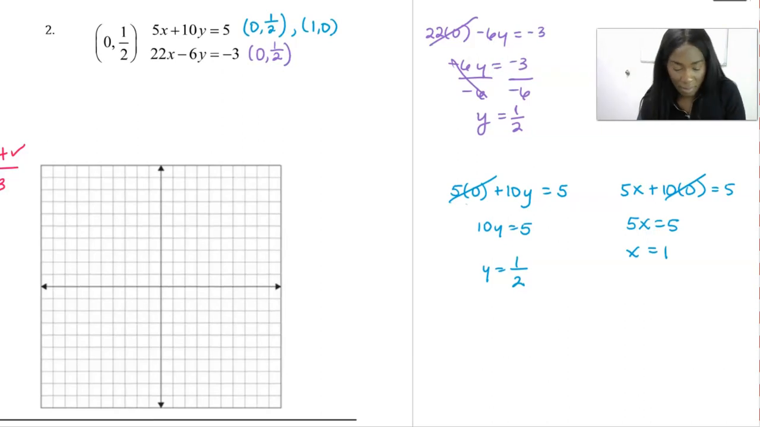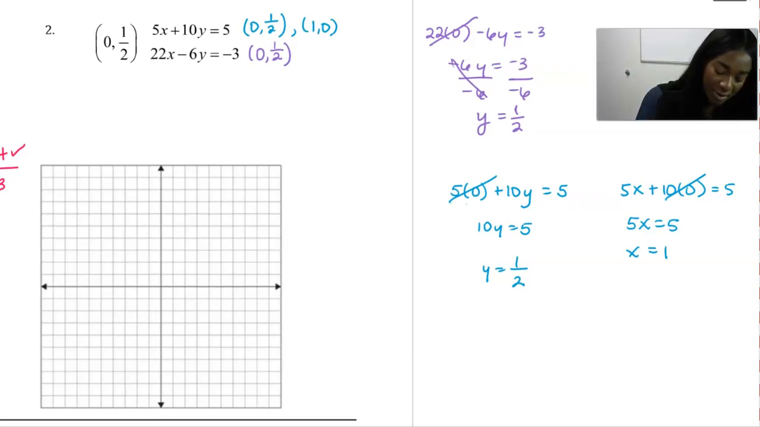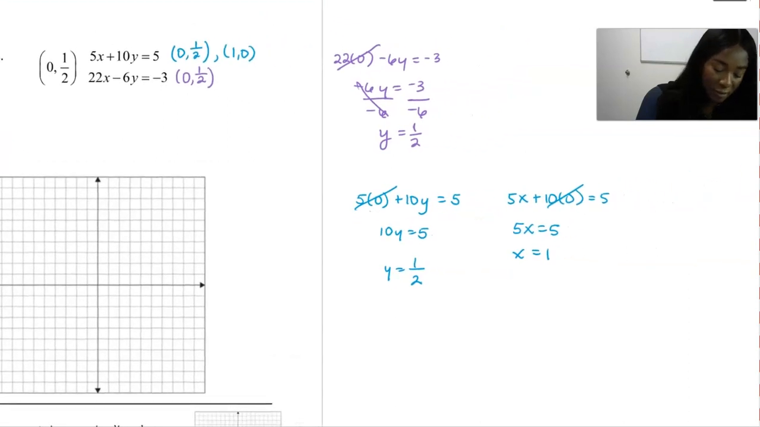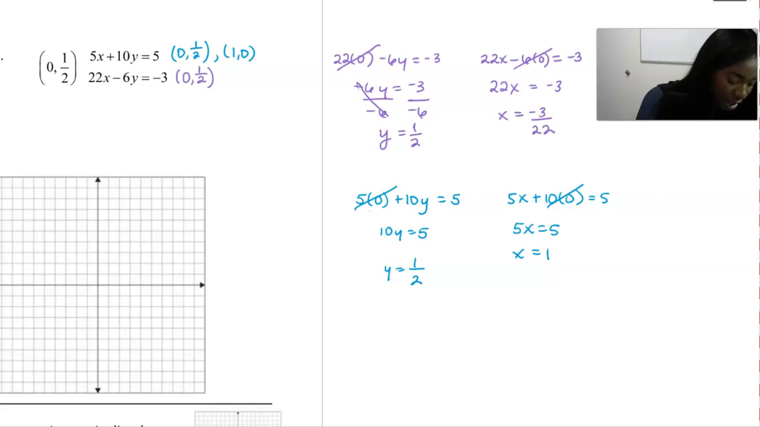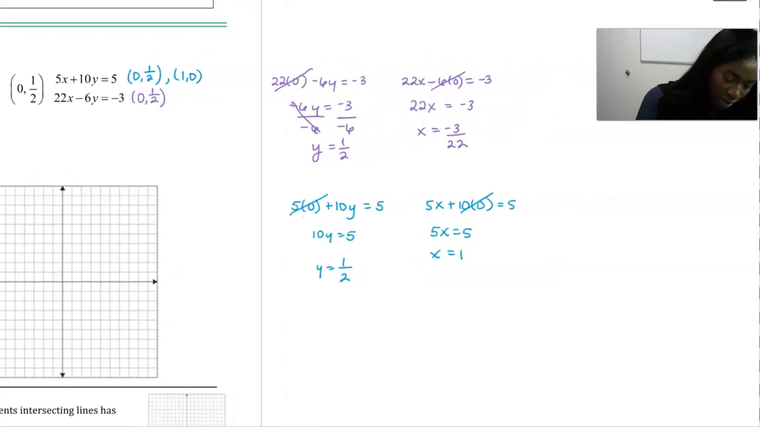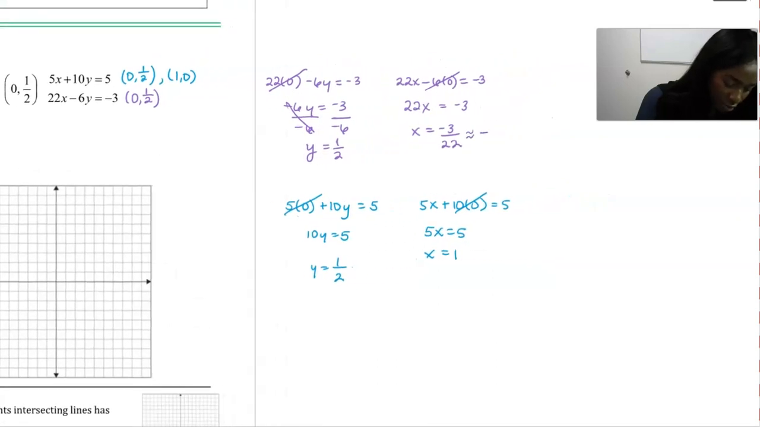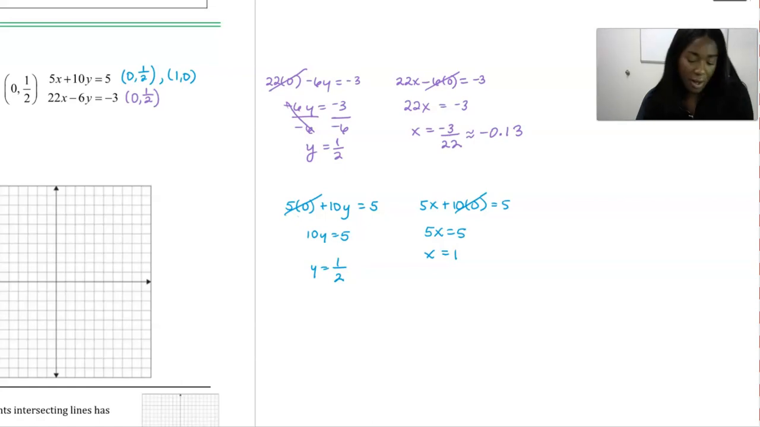Hopefully already you're noticing something. Let's go find what the x-intercept is for that second line, and I'm going to find the x-intercept by setting y equal to 0. So if I set y equal to 0, I'm going to have 22x minus 6 times 0 is equal to -3. That completely goes away. 22x equals -3. x is equal to -3/22, excuse me. I'm just going to punch that in my calculator. It's a very small number. Well, not very small, but it's about -0.14, just to help us graph it, okay?